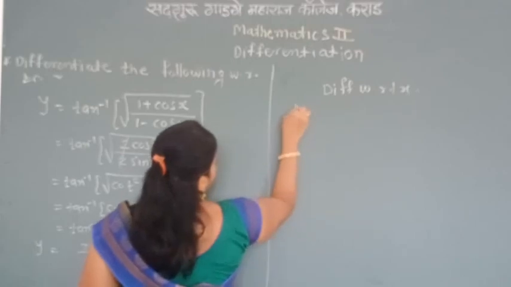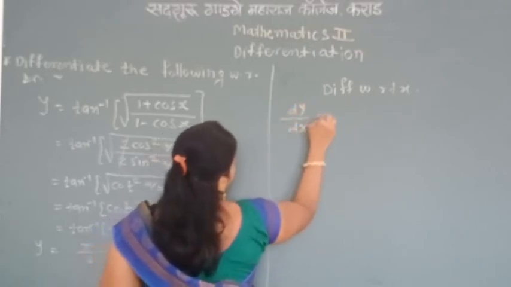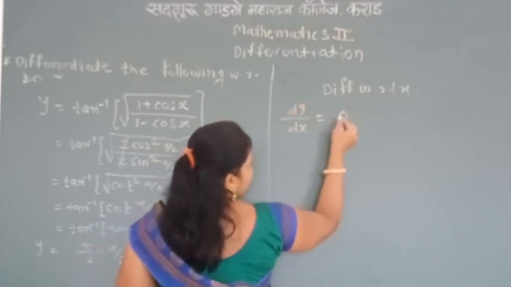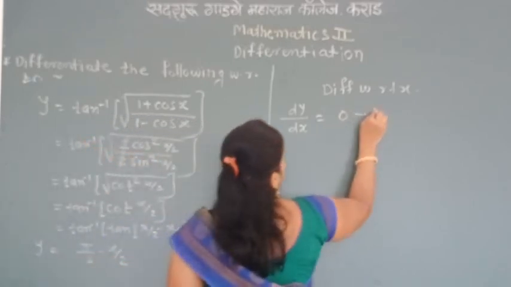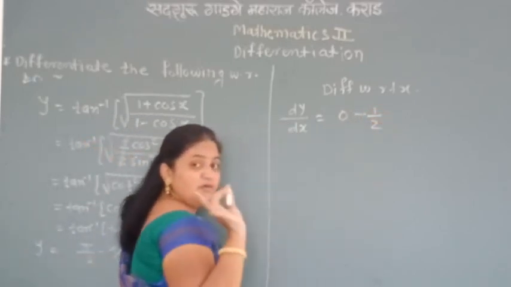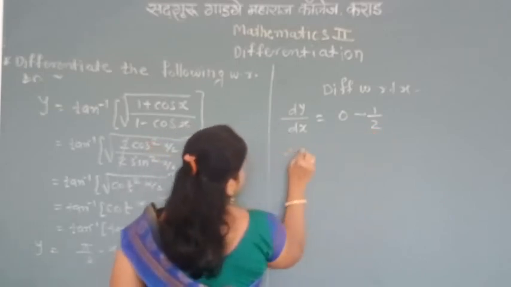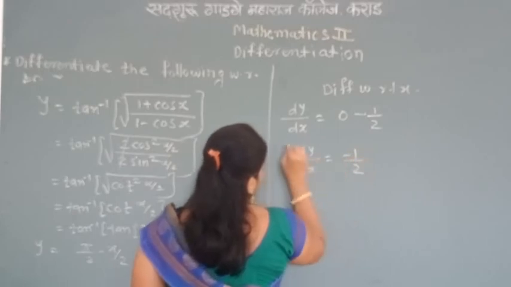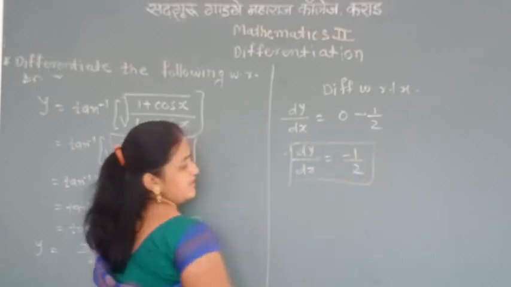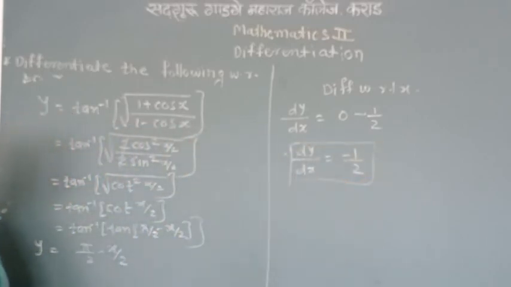So we get dy by dx is equal to pi by 2 is constant, take it out, derivative is 0, minus 1 by 2 is constant, derivative of x we get 1. So final answer dy by dx is equal to minus 1 by 2. I hope you understand. Now last example.